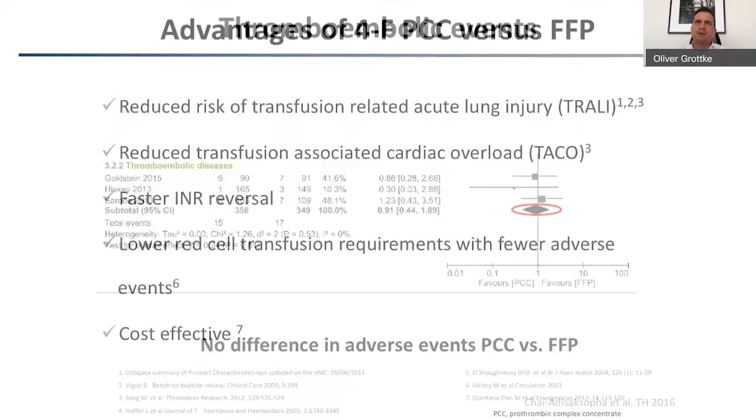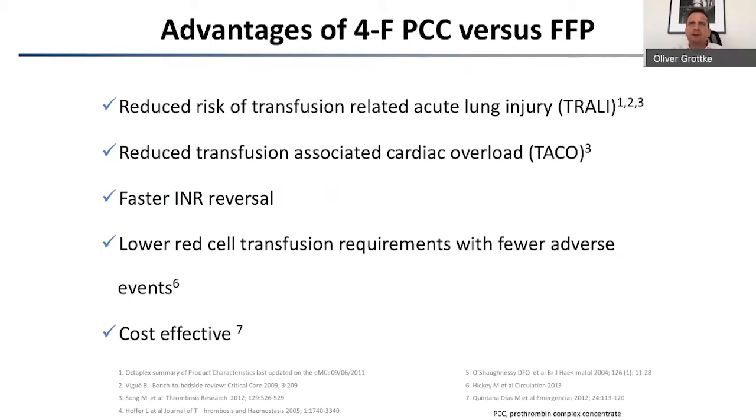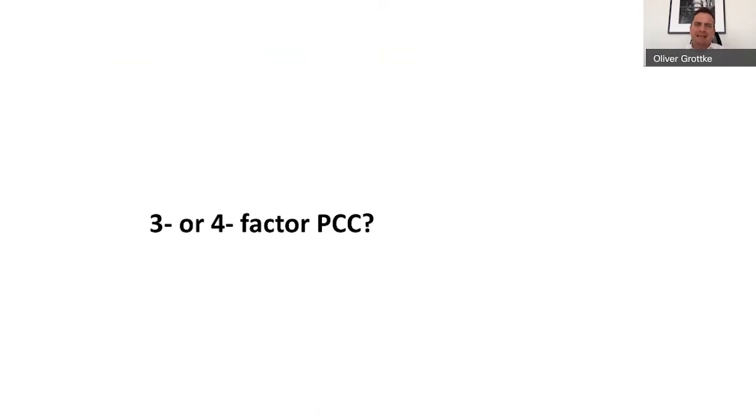So the advantages of the use of a 4-factor PCC are summarized here. There's a reduced risk of transfusion-related TRALI. There's a reduced transfusion-associated cardiac overload due to the small volume. You have seen the faster INR reversal, and I also will show you some data which have shown cost effectiveness. I'm aware that many countries still use a three-factor PCC. Again, in Europe, pretty much, we only use a 4-factor PCC. And there are also some comparative data.